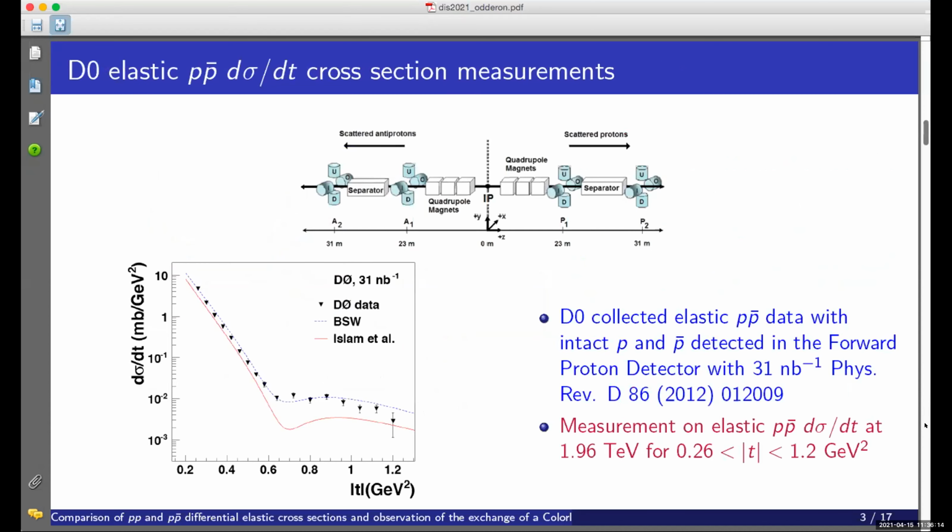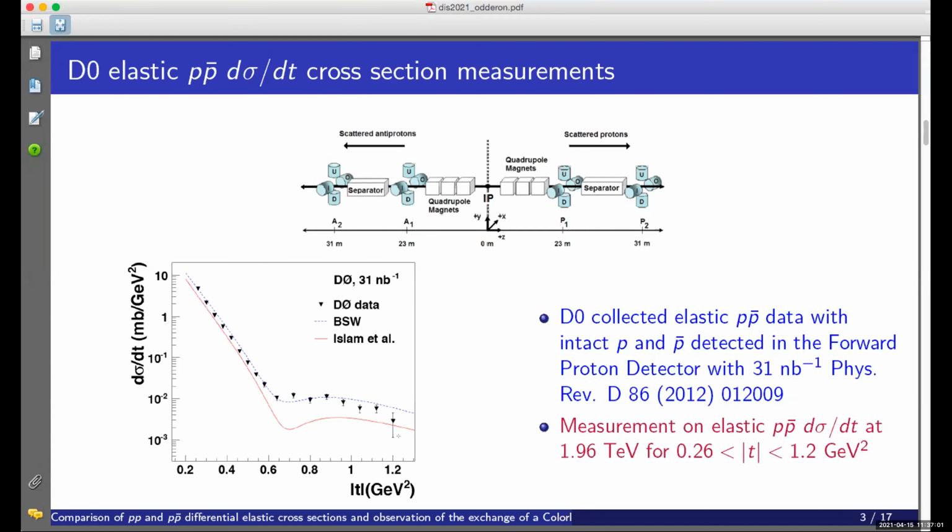So let me now introduce the measurements that were performed first by D0 and then by TOTEM. D0 was one of the two experiments at the Tevatron, D0 and CDF, and D0 installed some Roman pot detectors in order to detect both intact protons and antiprotons, because you remember that the Tevatron was a p-pbar collider. The center of mass energy was almost 2 TeV, 1.96 TeV exactly. So D0 measured the p-pbar elastic data by detecting both the proton and the antiproton. This is the measurement of D0 on the left, which is the elastic cross section as a function of t. You see the triangles that correspond to the D0 measurement.